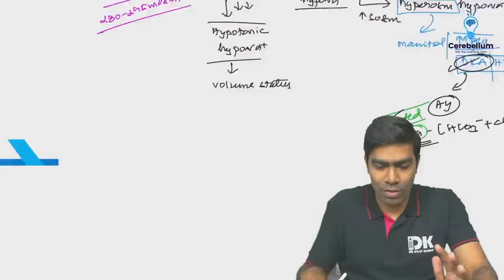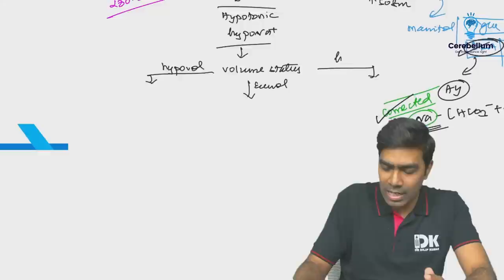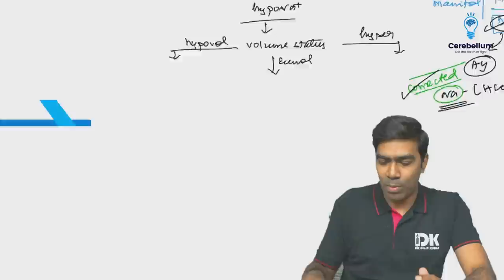So volume can be low, called hypovolemic hyponatremia. Volume can be normal, called euvolemic hyponatremia. And volume can be increased, called hypervolemic hyponatremia. If it's hypovolemic hyponatremia, if the volume status is low, the next step is to look at the urine sodium.